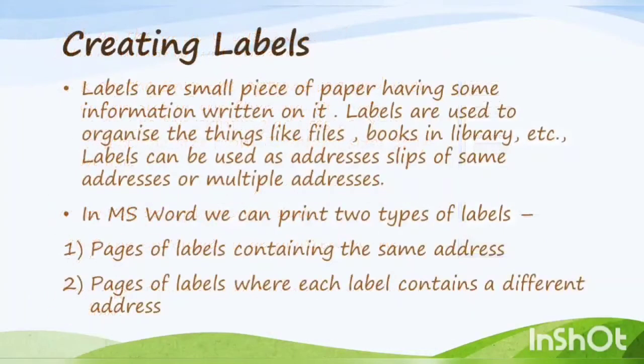So after this, the next topic is creating labels. Now labels are small pieces of paper having some information written on them. Labels are used to organize things like files, books in libraries, etc. Labels can be used as address slips for the same address or multiple addresses. So labels are nothing but small bits of paper where you either mention any small notes, or you can even take printouts of addresses also. That we can do in Microsoft Word, and Microsoft Word provides that facility also. The previous one which we saw is Envelopes and Labels. So next, instead of envelope, we will be choosing label.